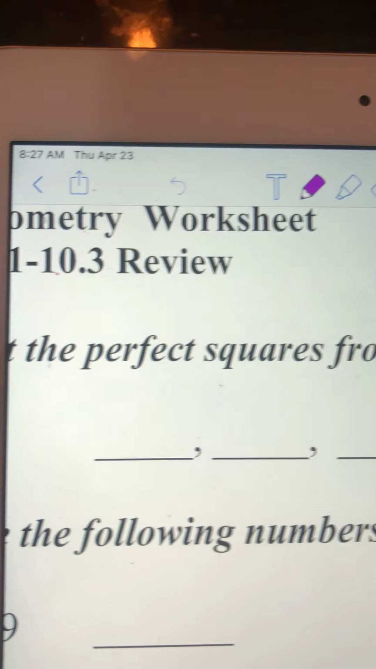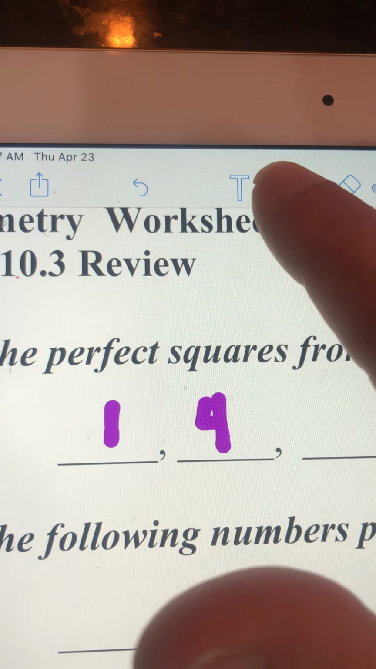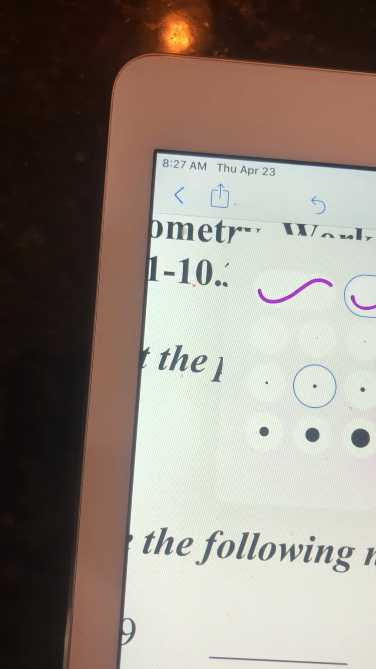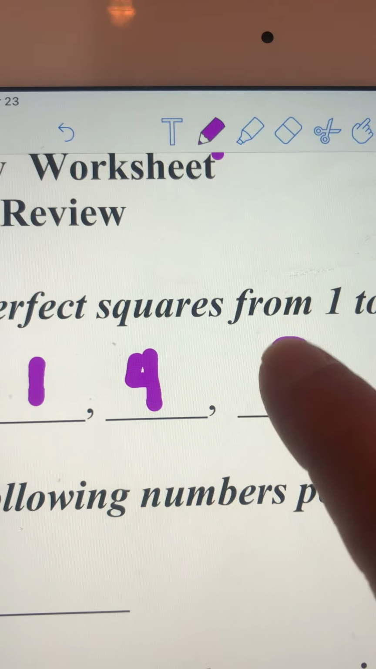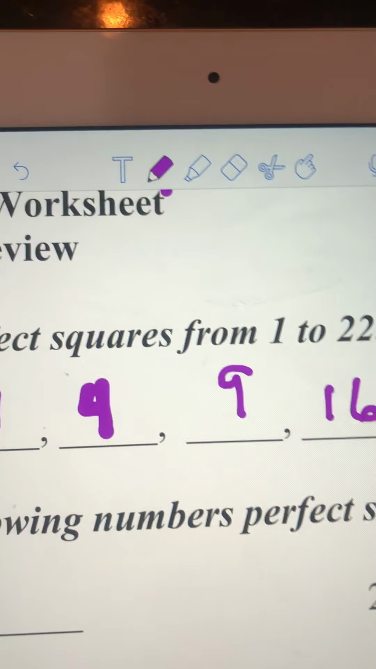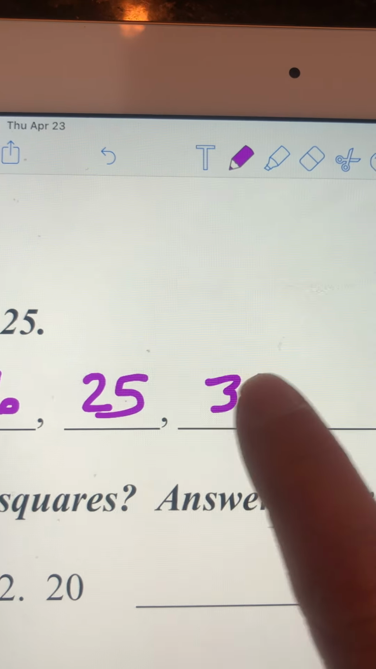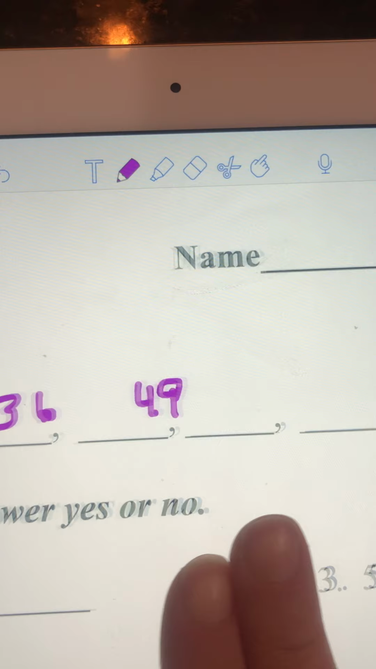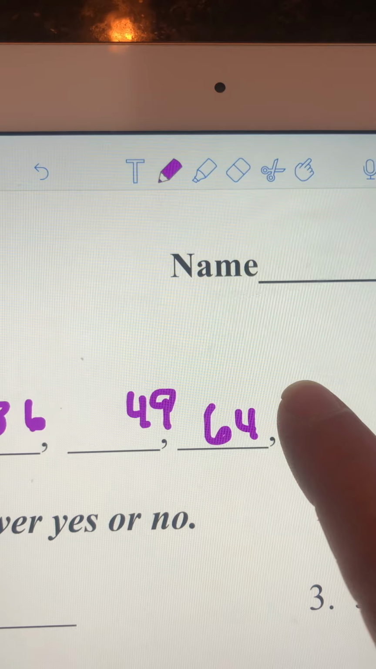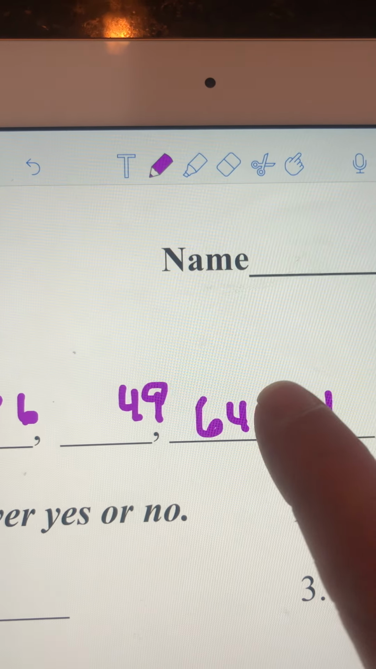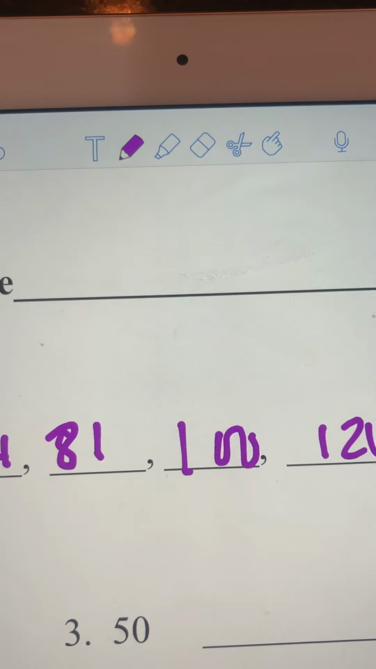So it says list the perfect squares from 1 to 225. So 1 is a perfect square, 4 is a perfect square. Yikes, that's a little bit thick there. So I'm going to come down to a thinner one. 1 is a perfect square, 4 is a perfect square, that's better. 9, 16, 25, can scroll it over. 36, 49. 6 times 6, 7 times 7, 8 times 8, of course, is 64. 9 times 9, 81. And then 100, 121, 144.